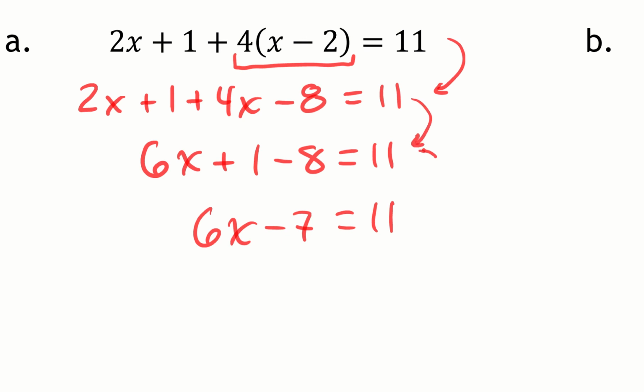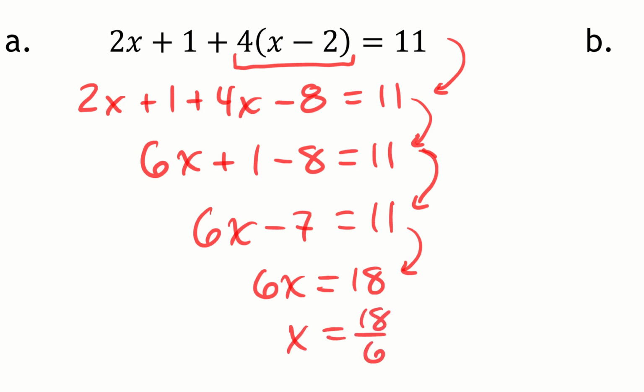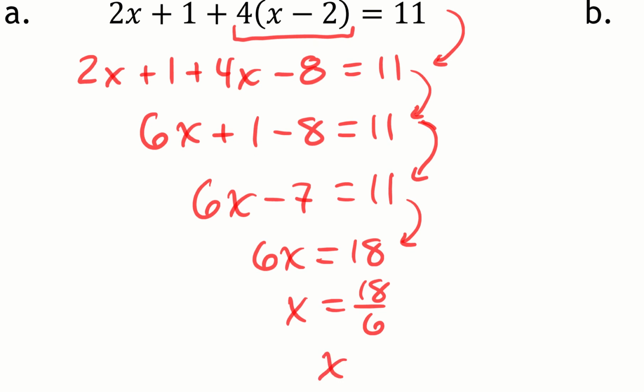In the next part, I'm going to add 7 to both sides. So I get that 6 times x is 18. That's adding 7. And I'm going to divide by 6. So I get that x is 18 over 6, and 18 over 6 is the number 3. So x is 3. So there we go.